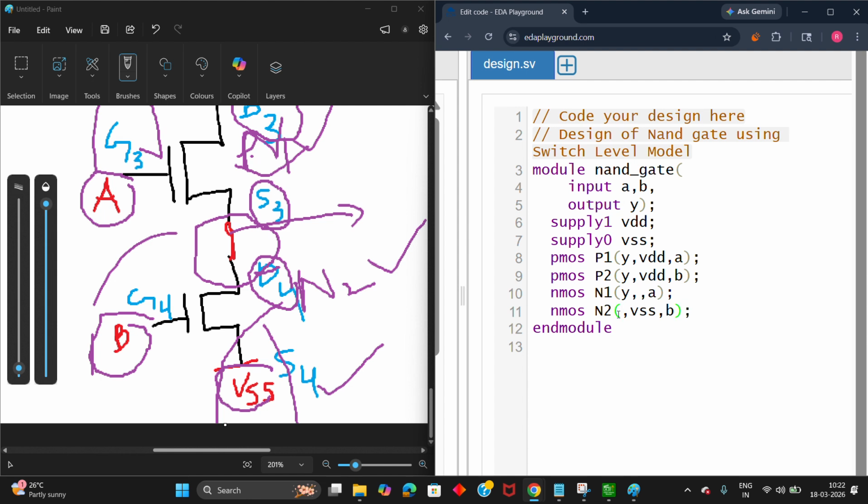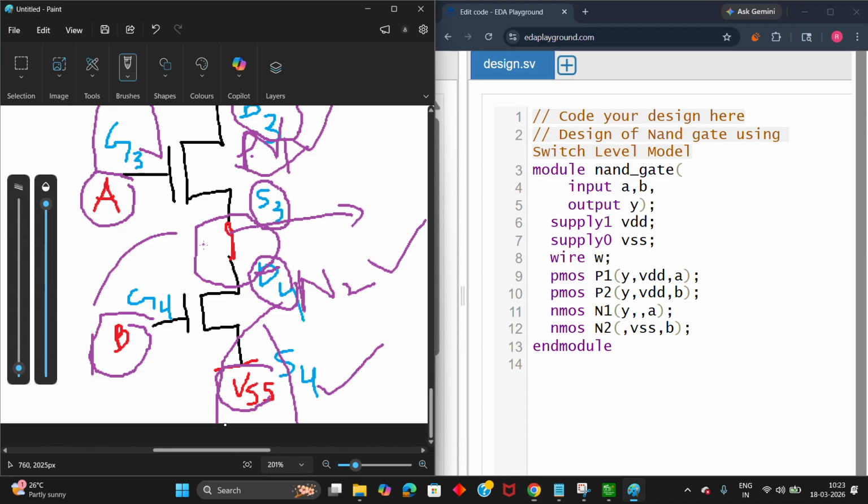also the drain terminal of N2 is left empty. But you know the source terminal of N1 and the drain terminal of N2 are connected to each other. It means both have the same value, but you don't know what value to mention. Then you use the concept of a wire, an internal wire. We are going to mention it as W. We are going to assume this particular wire as W.